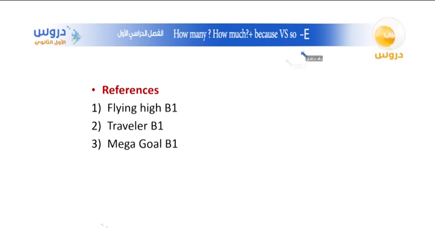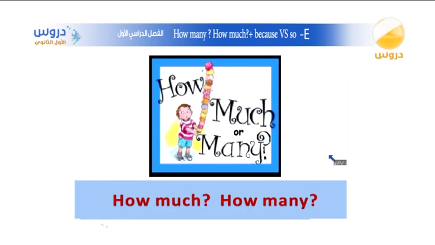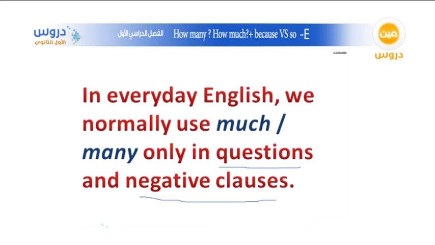If we've got 3 minutes here, I can go very quickly back to the objectives, Mr. Abdulaziz, just to give you an idea of our lessons today. We've seen here how much and how many and when to use both, and also because and so. We have said that we normally use how much or how many only in questions and negative clauses, all right?